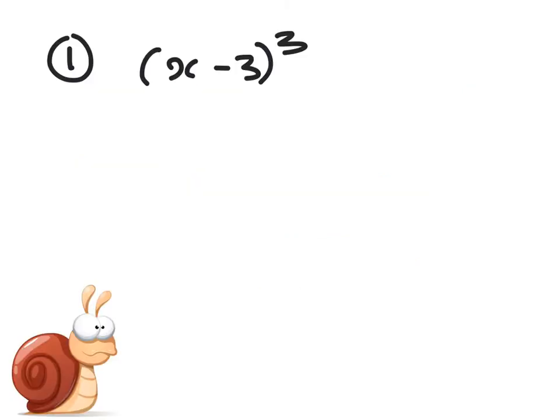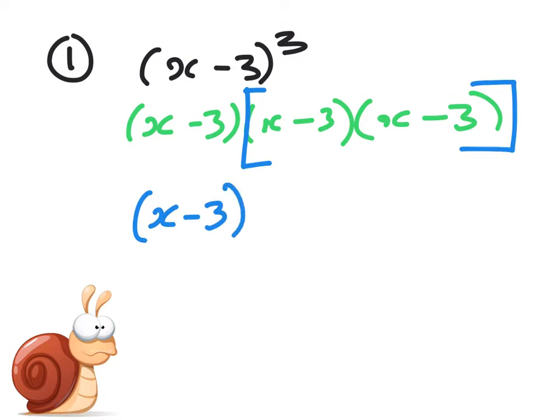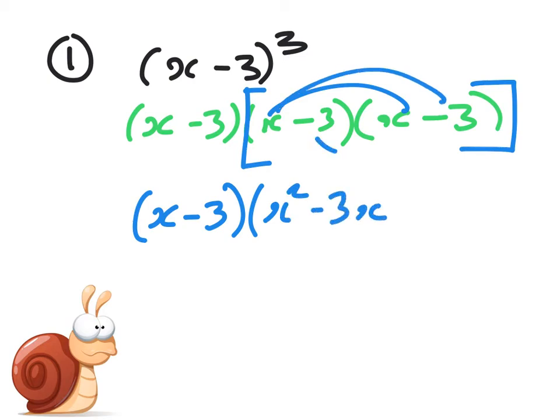First question, we've got to remove the brackets on x minus 3 cubed. So first of all we need to write that as x minus 3 times x minus 3 times x minus 3. Now I'm going to decide to remove the last pair first. So the first one stays as x minus 3, and then I've got x times x, x times negative 3, negative 3 times x, and negative 3 times negative 3 is positive 9.